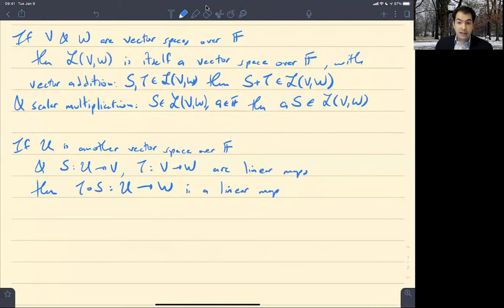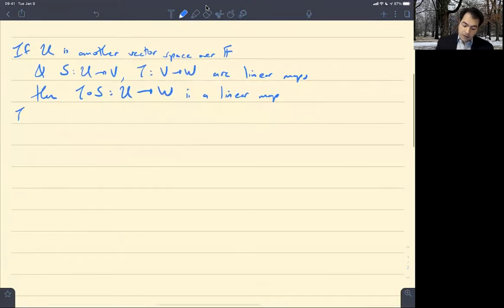Right? So let's check that. Remember that we have to check two things to know if something is a linear map. We have to check additivity and homogeneity, right? So additivity means that it sends vector addition to vector addition, and homogeneity means that it sends scalar multiplication to scalar multiplication, right? But I pointed out at the beginning of last lecture that you can actually check both of them at the same time. So a quick way of saying that is we just have to check that it sends linear combinations to linear combinations.